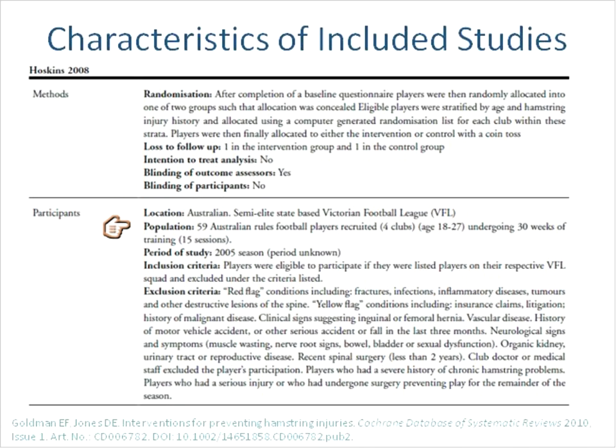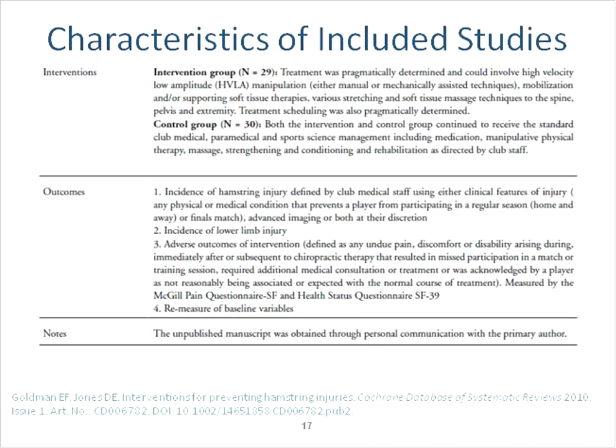So for participants, again, location, defining the population in the study, the period, so the time stamp in which it was conducted, how they defined inclusion and exclusion criteria. And then when we move on to the interventions, actually defining interventions, how many people in each group, and then the outcomes, how they were defined, and then any additional notes. And this is a great example where if information was provided through personal communication, for example, then that's something you want to be very clear and transparent about in your reporting.